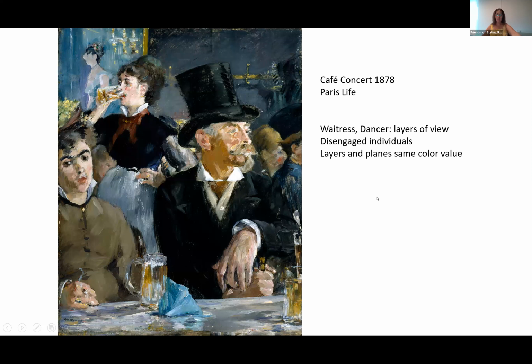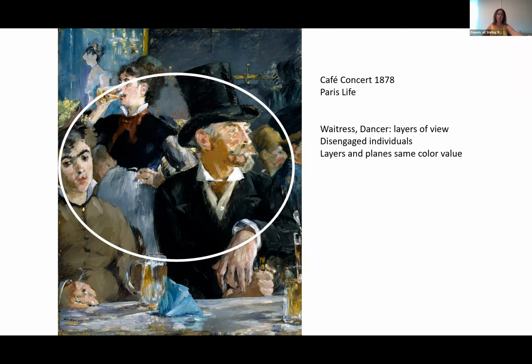different layers of the view that we find. So the waitress, for example, here is in the middle. She's drinking some kind of a beer. Then we see in the back this dancer. And then in the foreground, we have those two people. They're completely disengaged. And then we are separated as observers, as viewers, with this table in the foreground.